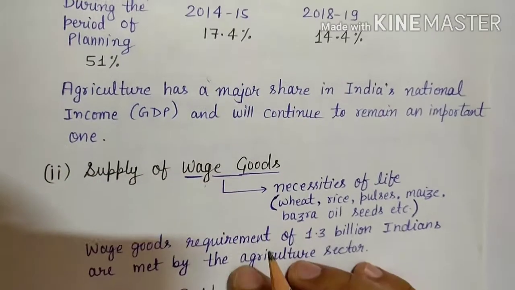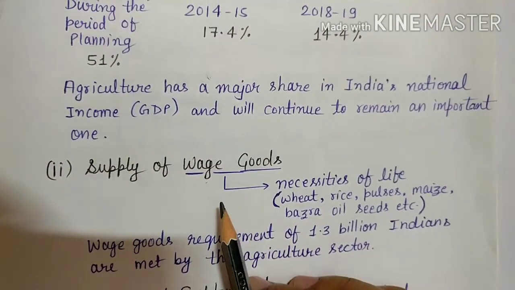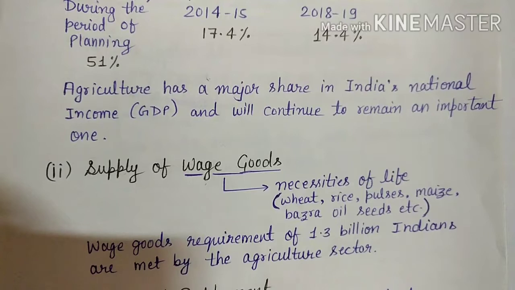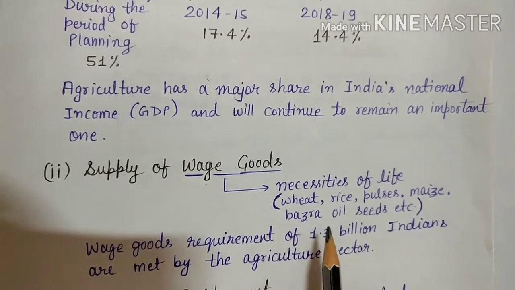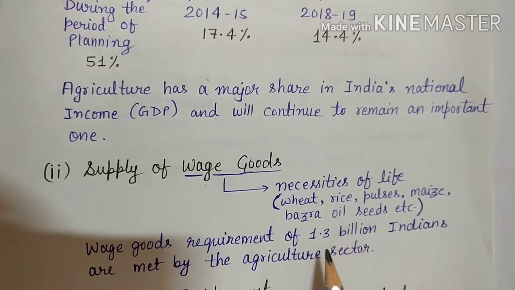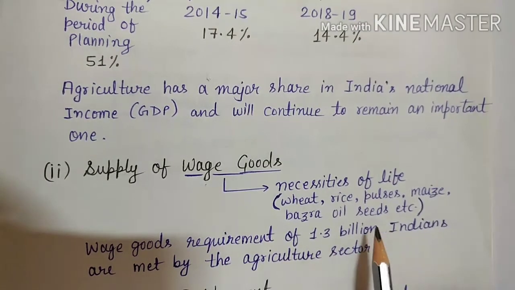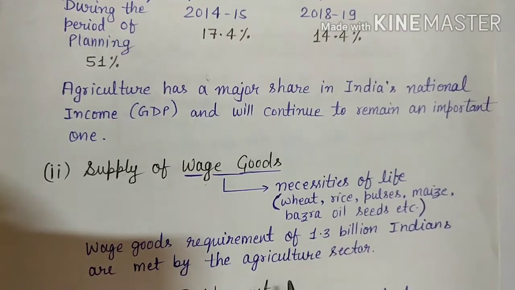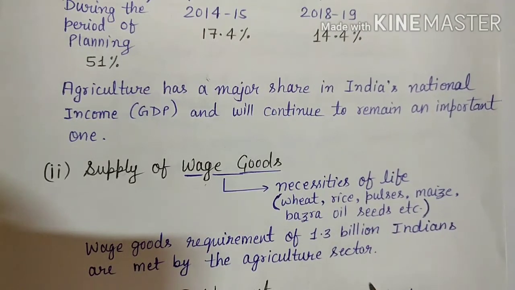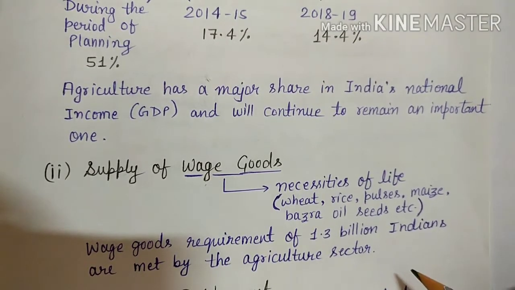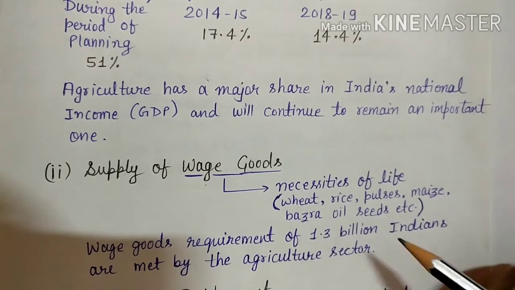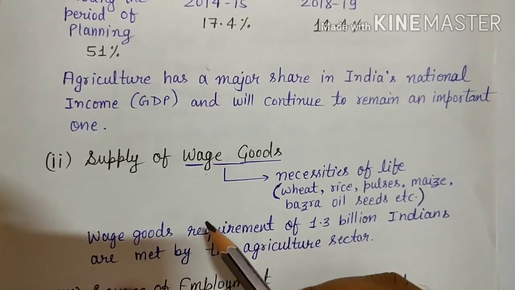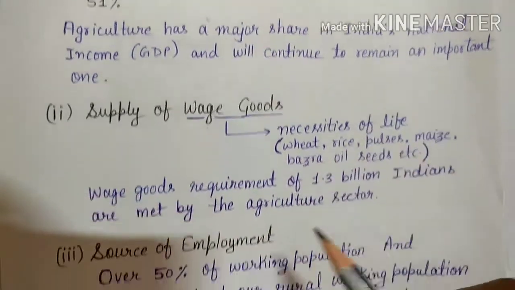Then we'll talk about the supply of wage goods. Now what is the meaning of wage goods here? Wage goods means necessities of life, those goods which are necessary for life, like wheat, rice, pulses, maize, bajra, oil seeds, etc. These are all called wage goods. Agriculture provides wage goods to about 1.3 billion Indians, or 130 crore Indians, which is met by the agriculture sector only.